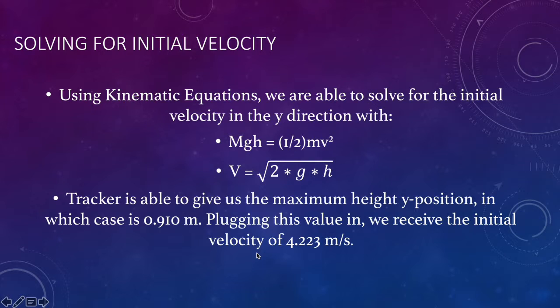We can solve for initial velocity using kinematic equations that we learned earlier in the semester. We use mgh equals 1/2 mv squared to solve for the velocity. Tracker is able to give the maximum height y position, in this case 0.910. Plugging this value in, we get the initial velocity of 4.223 meters per second. We will use this in our GlowScript initial conditions.